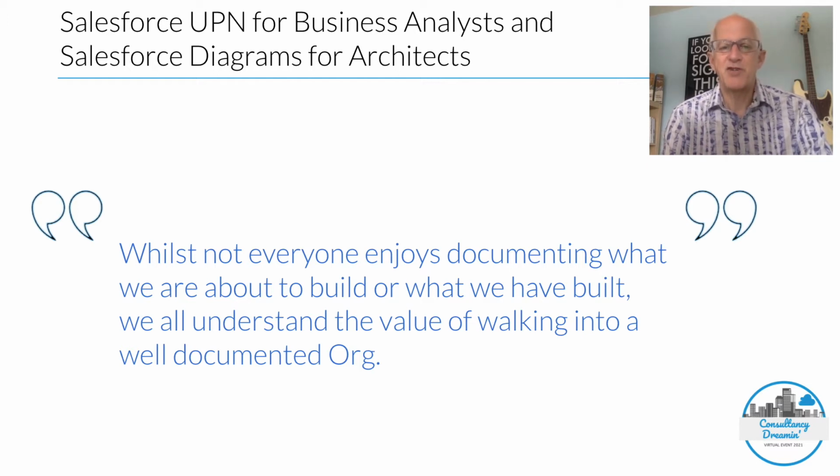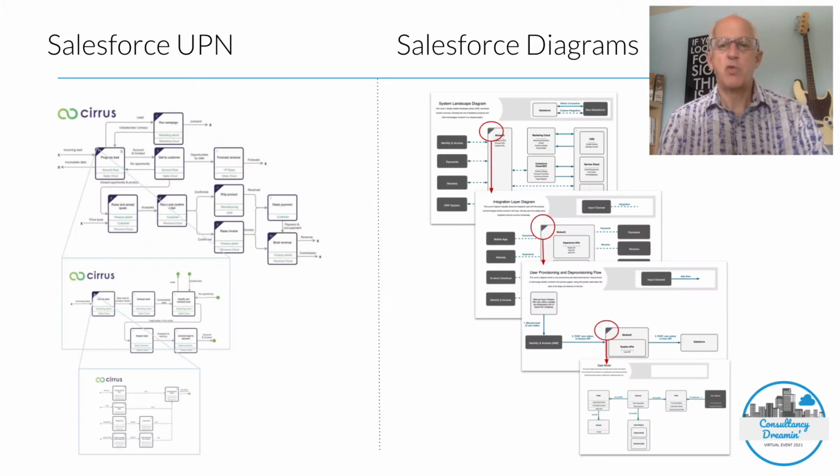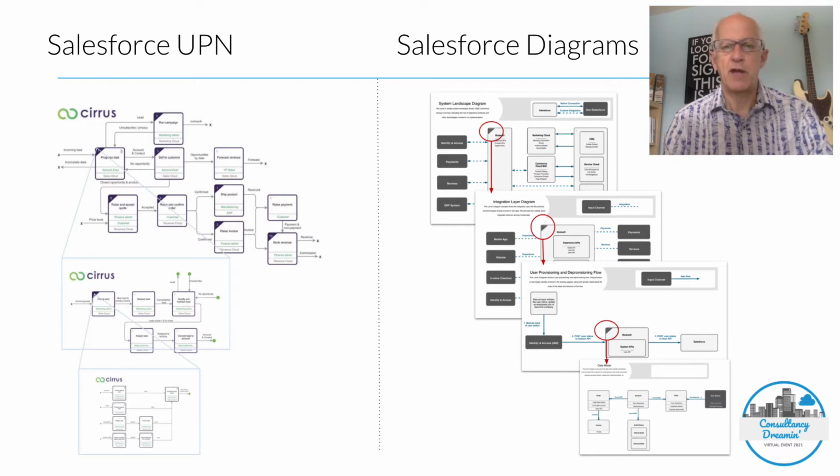So documentation is critically important, which is why it's so exciting that at Trailhead DX, Salesforce announced two standards: Salesforce Universal Process Notation for business analysts and Salesforce diagrams for architects. Now you might be thinking, okay, which do I have to choose? Do I do UPN or do I do Salesforce diagrams?